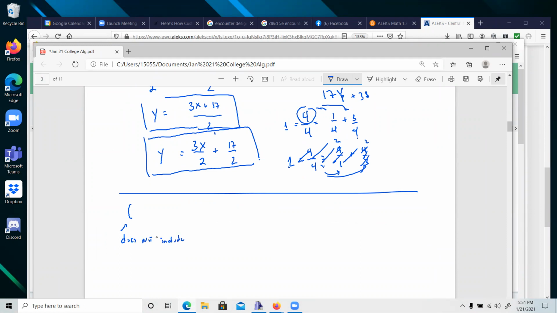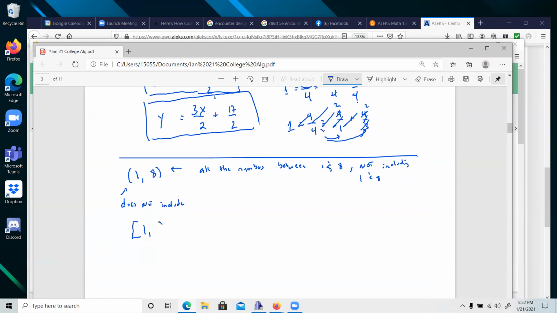All right, so if I want to put in the interval 1 through 8, what this means in English is all the numbers between 1 and 8, not including 1 and 8, okay? So this means does not include that number. If I break it apart the other way and I write it with little brackets, this is all of the numbers including 1 and 8. So if you have little brackets, that means you include the endpoints. If you have the parentheses, that means does not include.